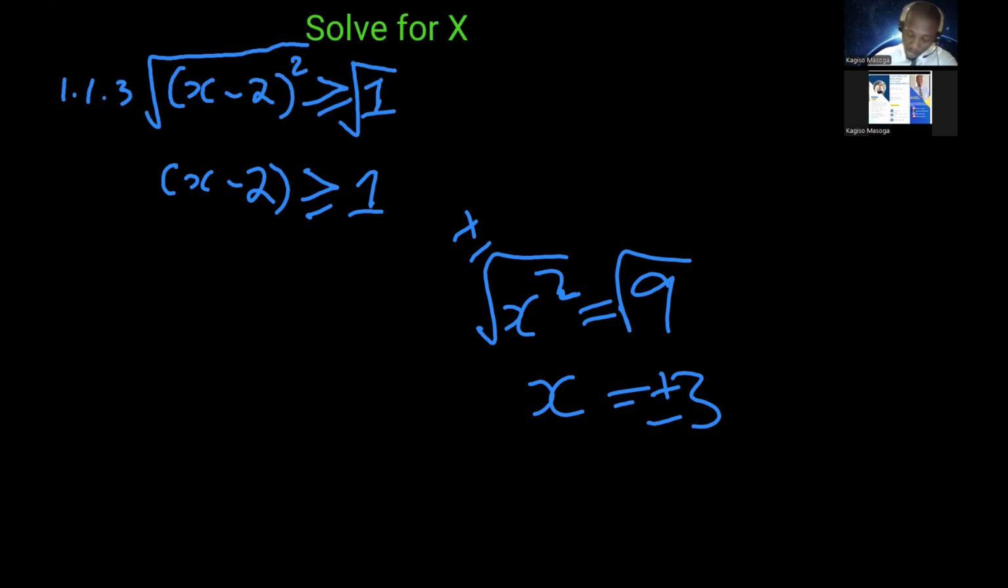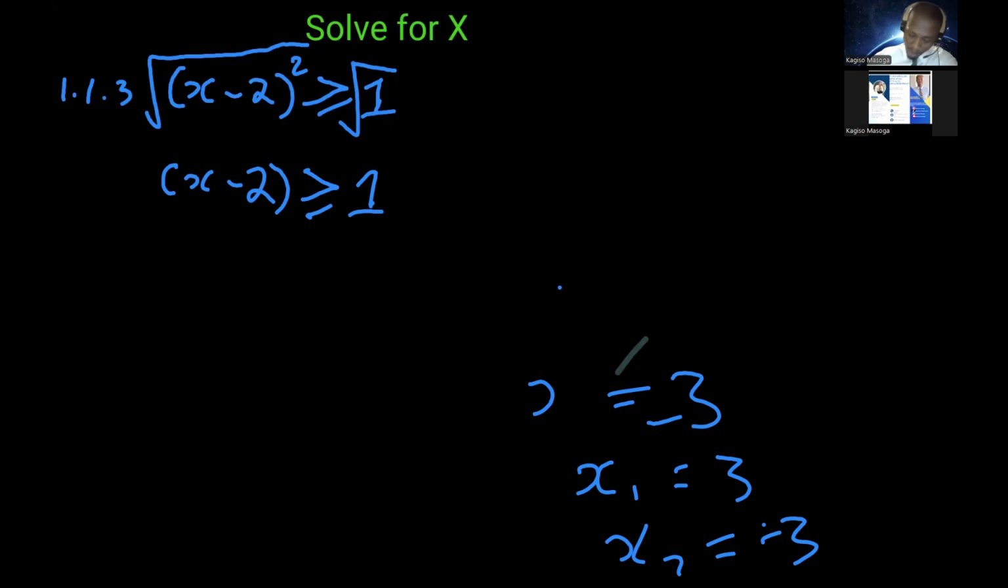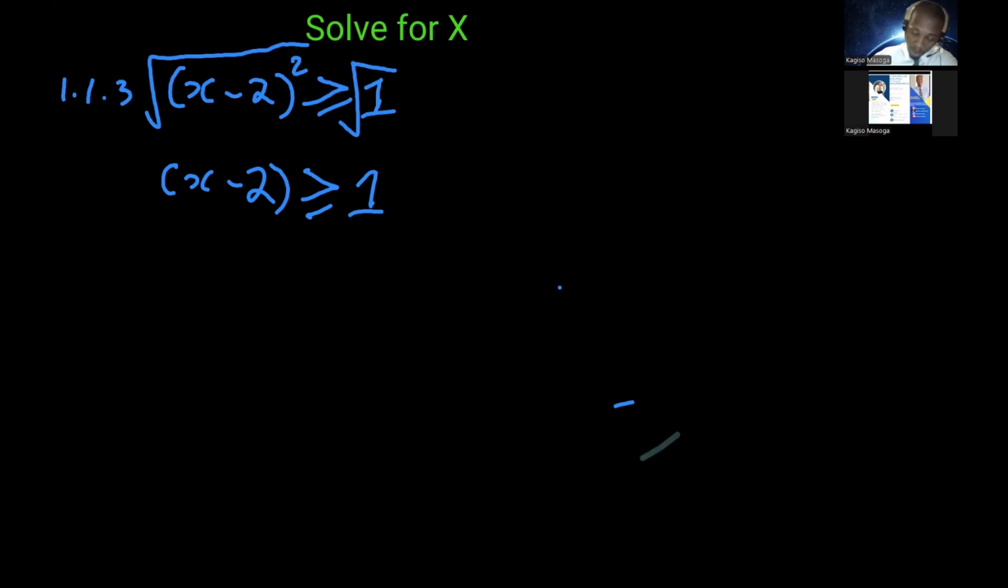So you're going to have two cases. Case 1, x equals 3, and case 2, x equals negative 3. Let me just scratch this, it was just for demonstration. Okay, let's go back here.